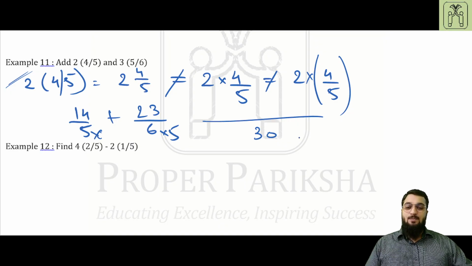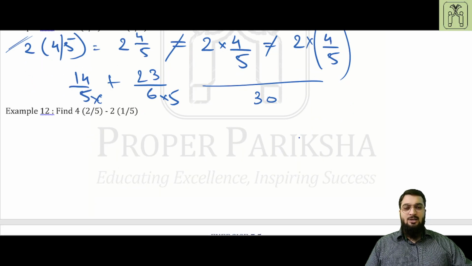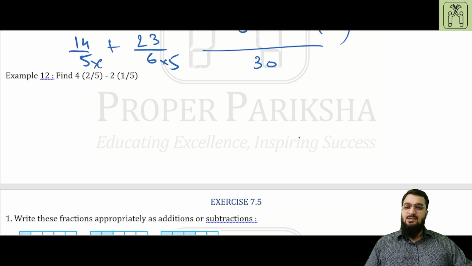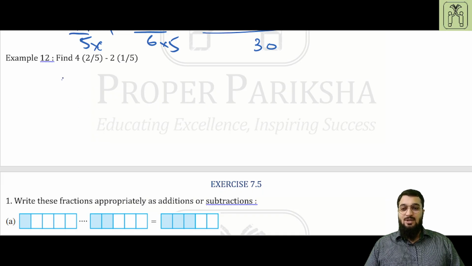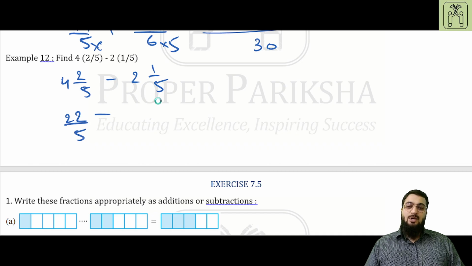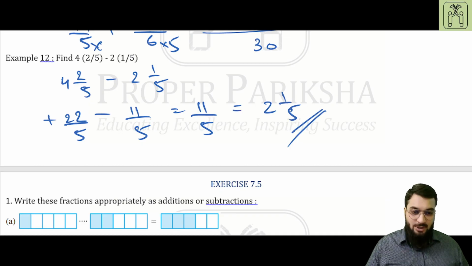Example number 12. You can just write the process down till now and you can calculate it later on after watching the video. Example number 12, that is find 4 2 by 5 minus 2 1 by 5. So 4 2 by 5 minus 2 1 by 5, that is 5 4s are 20 plus 2, 22 upon 5, minus 5 2s are 10 plus 1, 11 upon 5. 22 minus 11 will give you 11 upon 5, or it can also be written as 2 1 by 5. So this will be the answer.